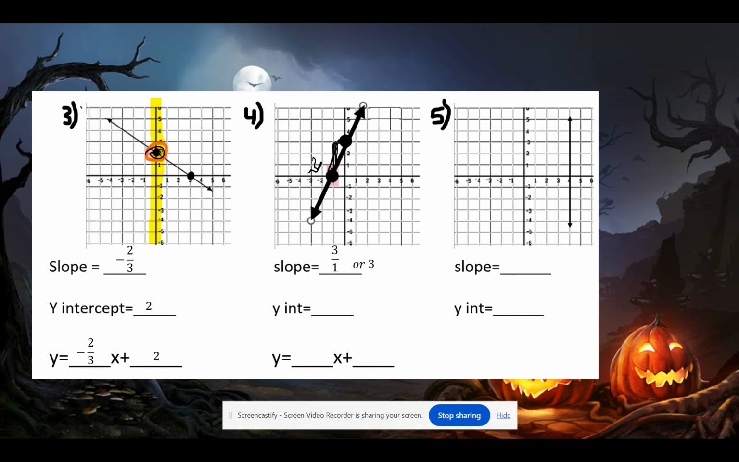And then your y-intercept is, if you put your eyes to the middle, it's where that crisscross happens, and that's right here. So it looks like your y-intercept is 3. And now you're just going to put that information into the correct spaces. Slope goes first, y-intercept goes second.